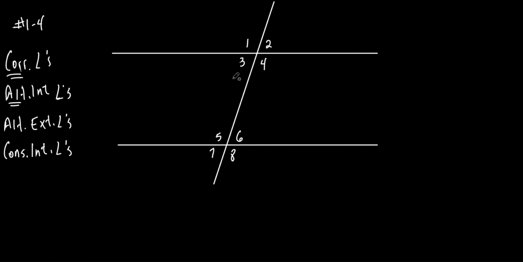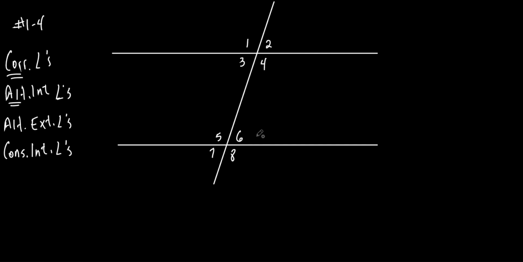They'll give you an X and a Y is what they do. They'll make this X. They'll make that Y. And they say, okay, identify them. What are they? What would you say? If this was an X and this was a Y, you would say alternate interior angles.